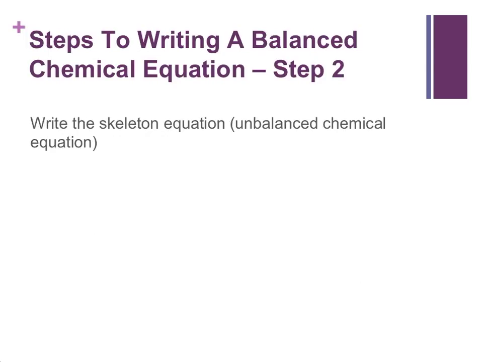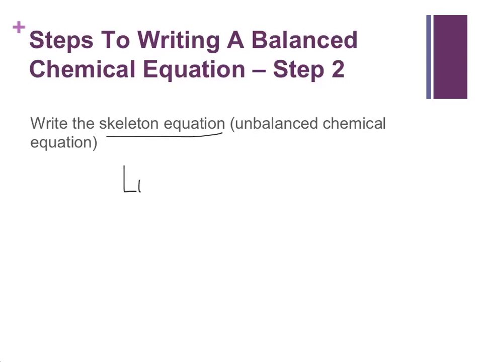Our next step then is to write a skeleton equation. So what this does is it takes the word equation and creates chemical formulas for each element or compound within our word equation, but doesn't balance the chemical equation yet. So remember, we had lithium plus sulfur.